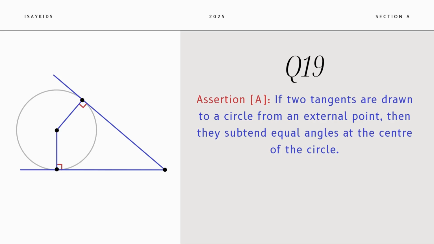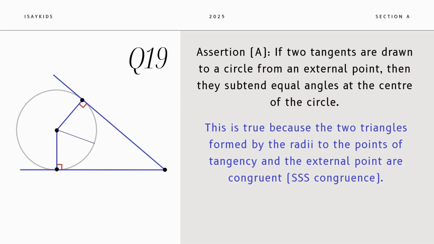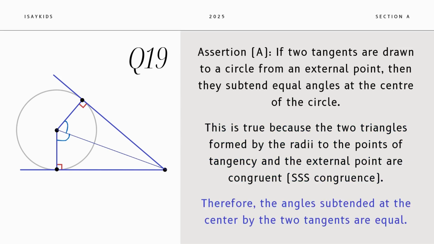Assertion is if two tangents are drawn to a circle from an external point, then they subtend equal angles at the center of the circle. This is true because the two triangles formed by the radii to the points of tangency and the external point are congruent by SSS congruence. Therefore, the angles subtended at the center by the two tangents are equal.